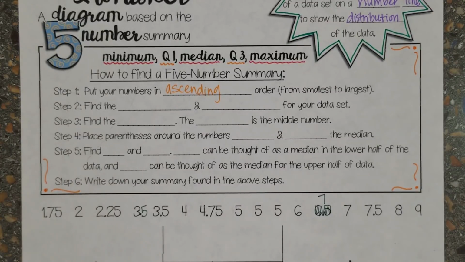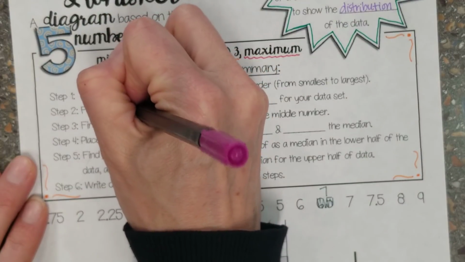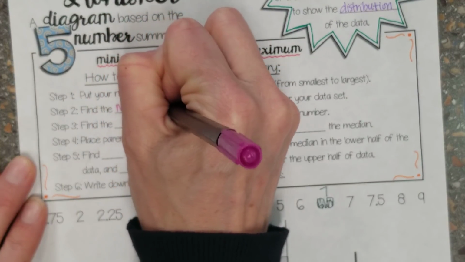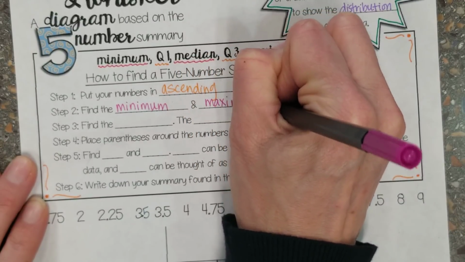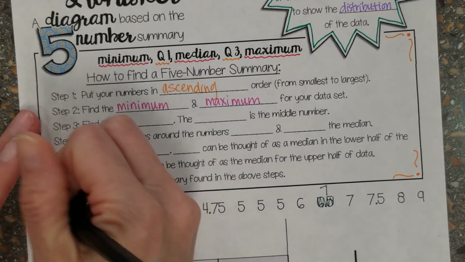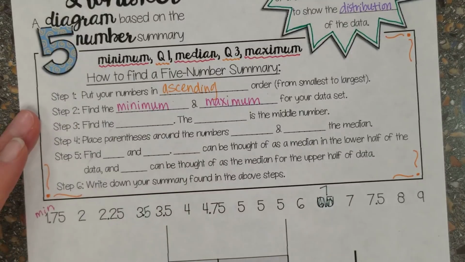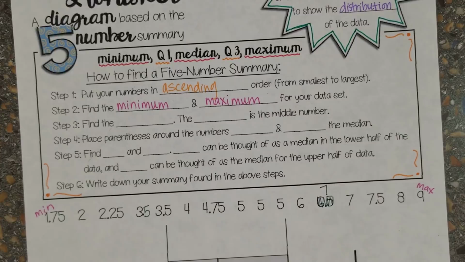Okay, next we want to find the minimum and the maximum. Now, this should be super easy to do because we've got our numbers in ascending order. So our minimum is right here, and our maximum is at the end. Okay, super easy.